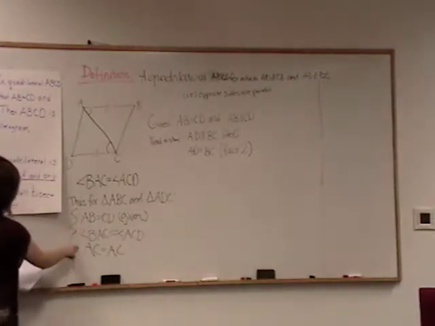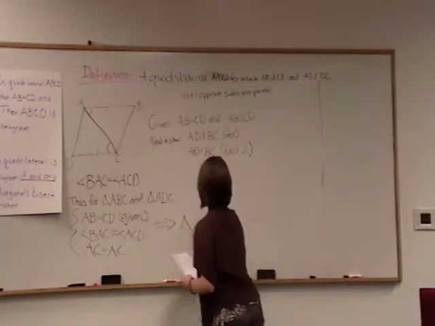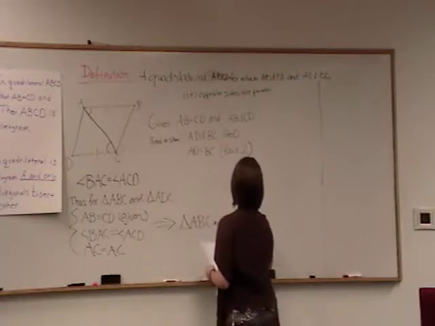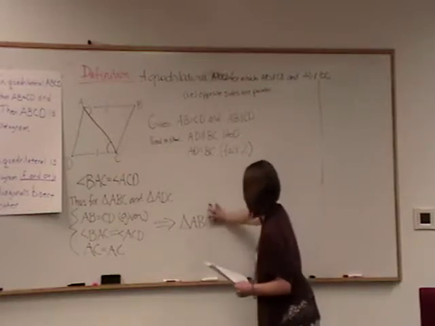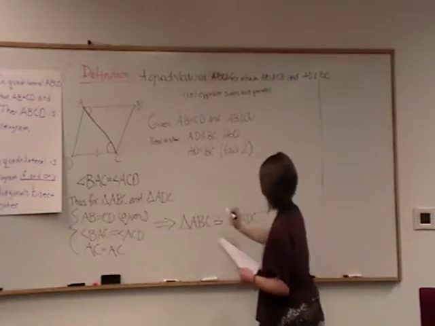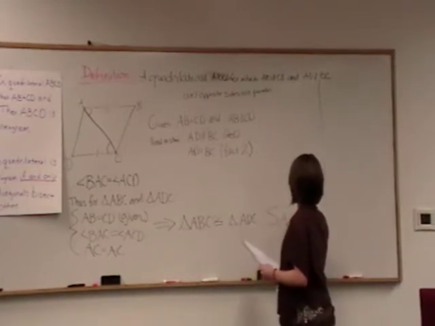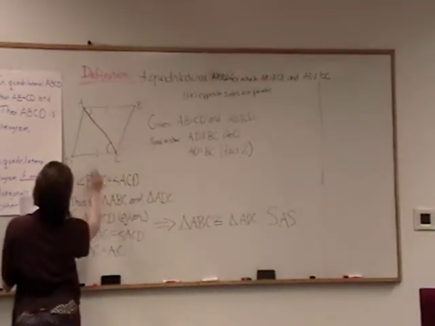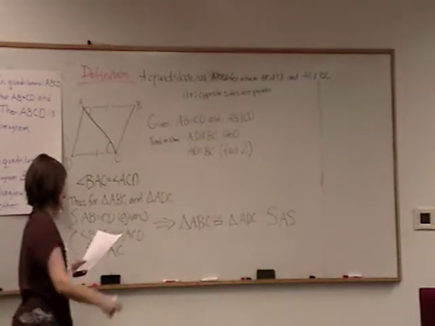So using these 3 facts, we know that triangle ABC and triangle ADC are congruent. So I'll add our symbol for congruent. And this is by side, angle, side, because we have AB equals CD. These angles are equal, and then AC equals itself. Okay.